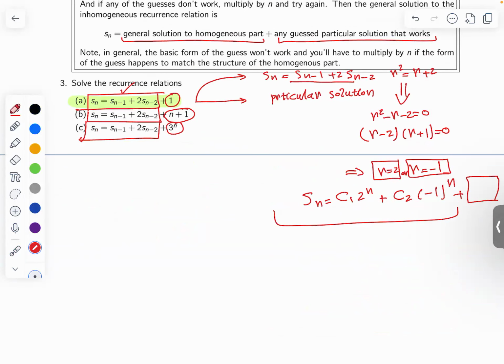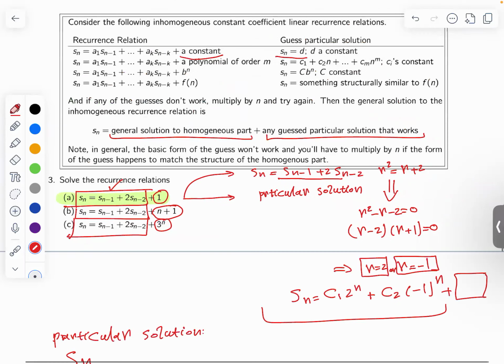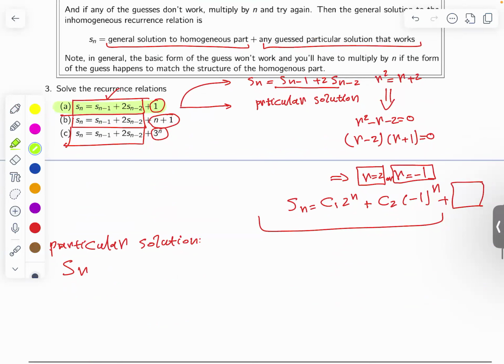Therefore, the particular solution S_n, following the instruction here, S_n.